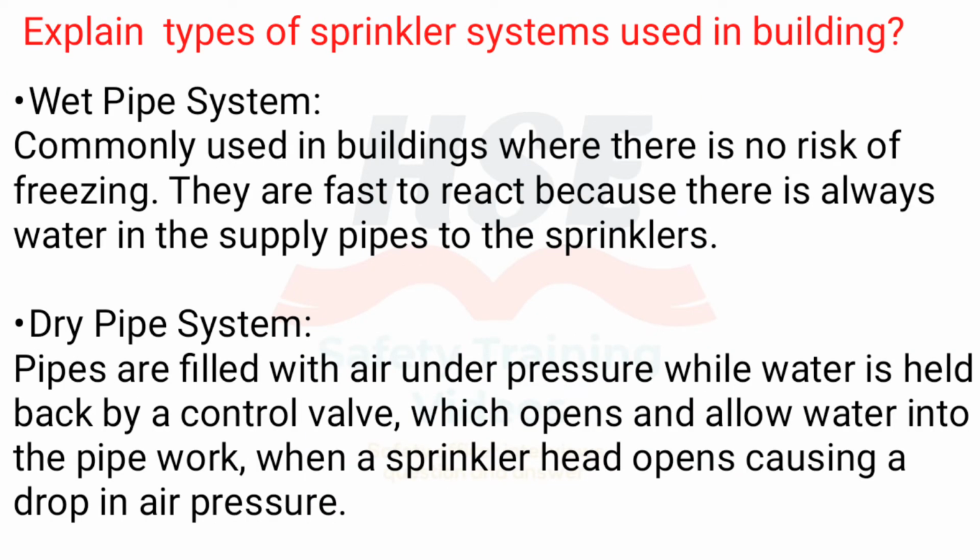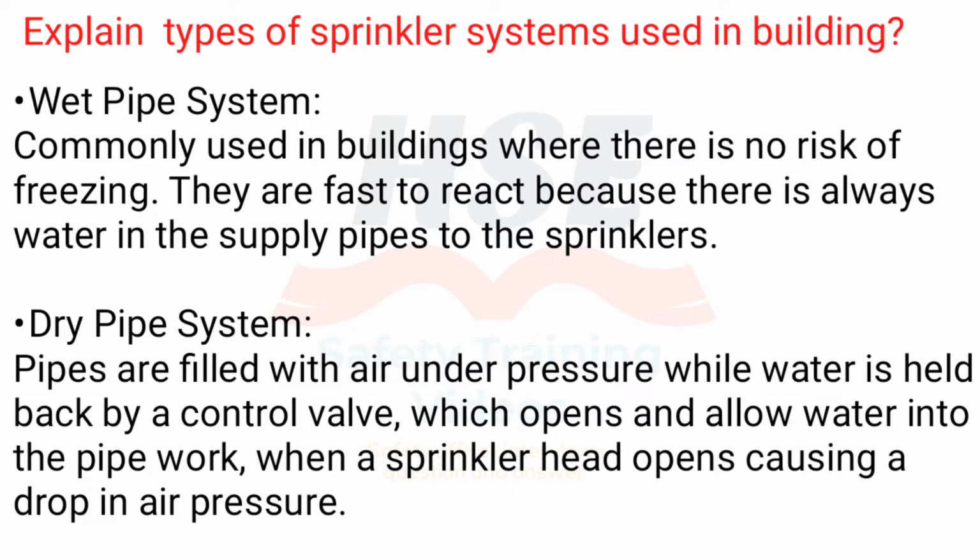Explain types of sprinkler systems used in buildings. Wet pipe system, commonly used in buildings where there is no risk of freezing. They are fast to react because there is always water in the supply pipes to the sprinklers.